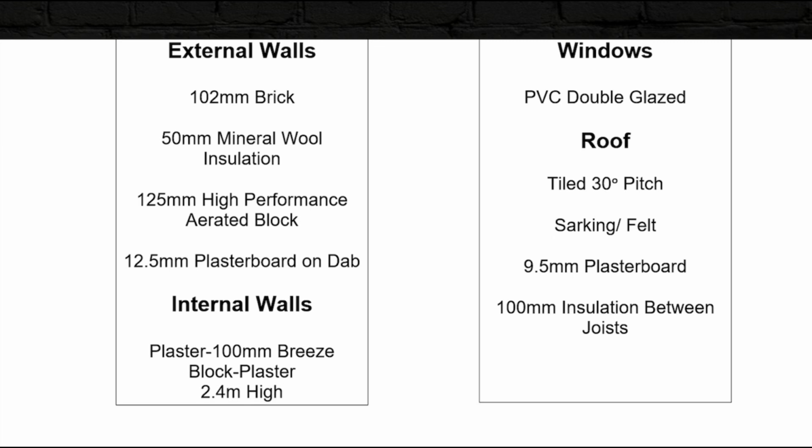The windows are PVC double glazed. The roof is tiled with a 30-degree angular pitch. There is sarking and felt, 9.5mm plasterboard, and there is insulation in the loft between the trusses or the joists, and that is 100mm thick. So this is all things that our surveyor would need to ascertain as accurately as possible.